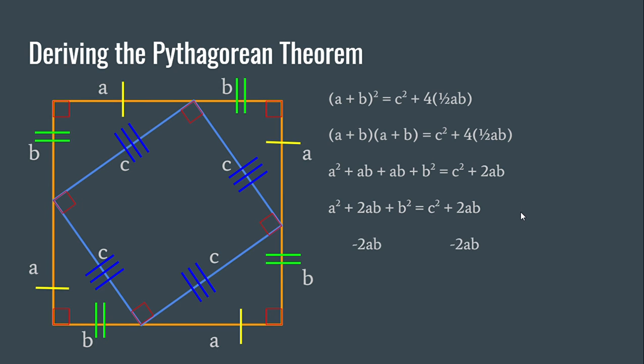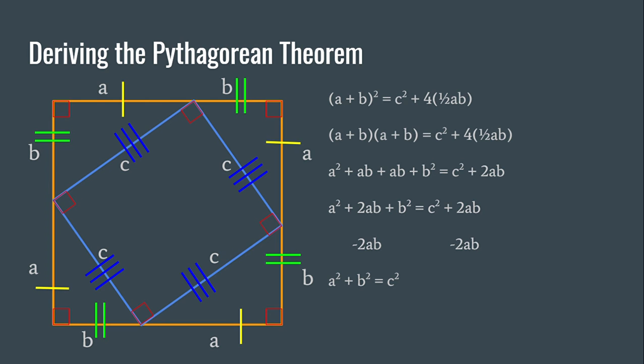Okay, and if I do that, I gotta do that also on the opposite side of the equal sign. So if I subtract 2AB here to keep it equal, I also have to subtract the same thing from the opposite side of the equal sign to keep it balanced. Okay, it's the golden rule of algebra. Balance. Okay, so once we simplify, we get a squared plus b squared equals c squared, which is our Pythagorean theorem.